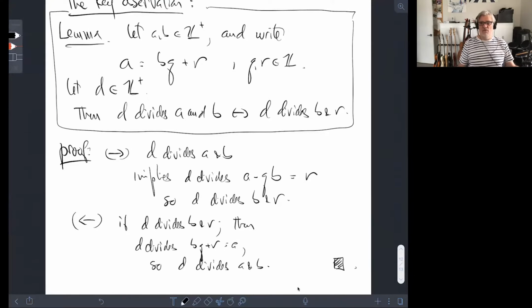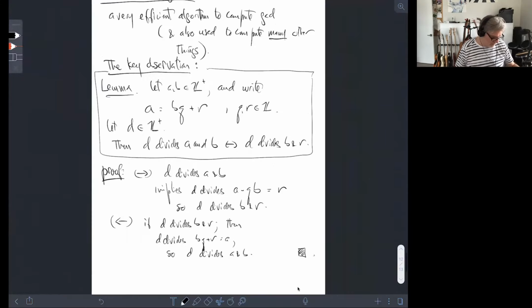Okay, so if A is equal to BQ plus R, then the common divisors of A and B are the same as the common divisors of B and R. They are the same. So they have the same GCD. Now, when you're using the division algorithm, that remainder gets small. So you repeat and you're going to find what you want fast. Okay, so let me show you.